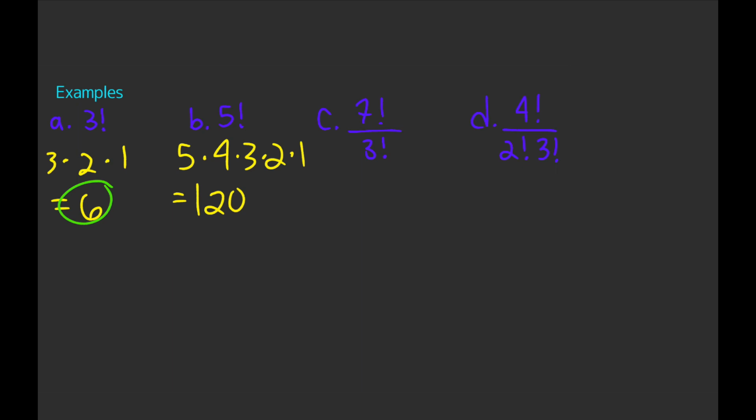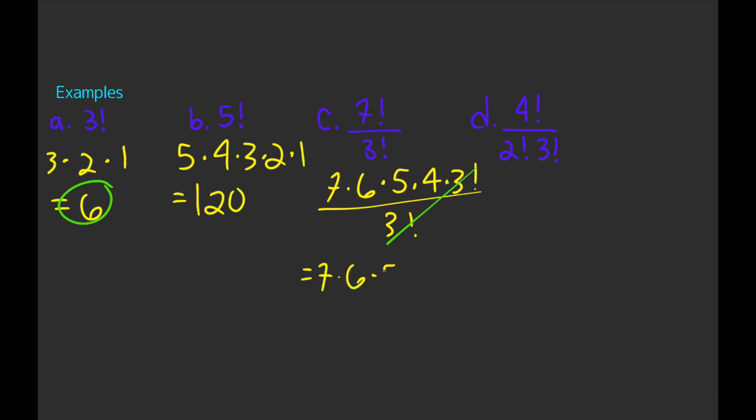Next, on to some simplifying problems. Example C, we have 7 factorial divided by 3 factorial. So let's expand them out. So we have 7 times 6 times 5 times 4 times 3 factorial over 3 factorial. And those 3 factorials are going to cancel out. And we will be left with 7 times 6 times 5 times 4, which you can solve or stick in a calculator, and it's going to equal 840.